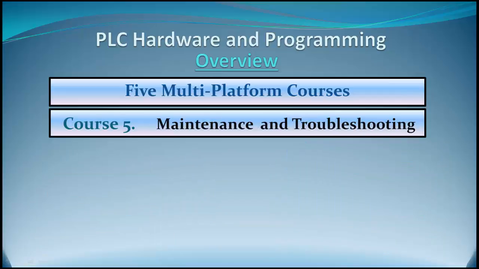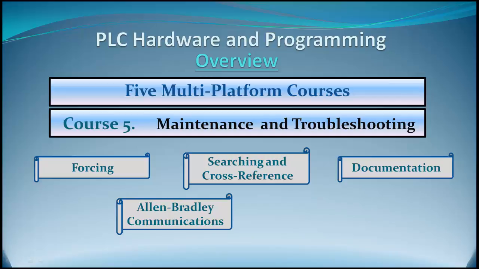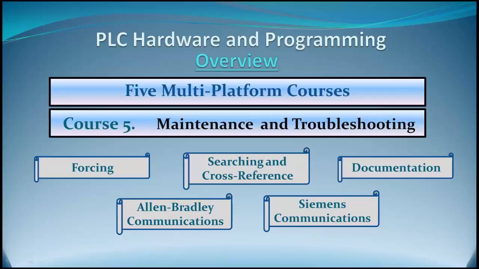The fifth and final course covered by the manual is on the maintenance and troubleshooting of PLCs. It is not necessary to take the fourth course before this one, but the first three are recommended. This course discusses and demonstrates forcing, searching, and cross-references. It also covers documentation of your program and changes you might have made. It then covers Allen Bradley and Siemens communication setups.